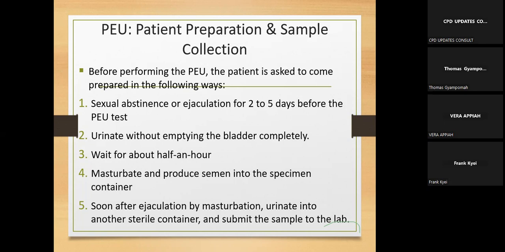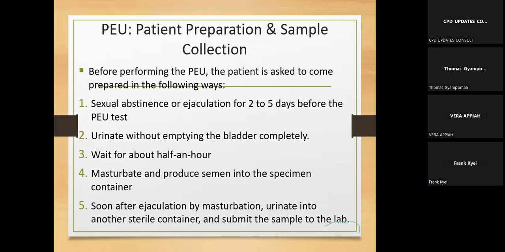One, sexual abstinence or ejaculation for 2 to 5 days. And when we do the semen analysis, I'm sure some of you already have this knowledge, that if somebody is going to do semen analysis, there should be sexual abstinence.